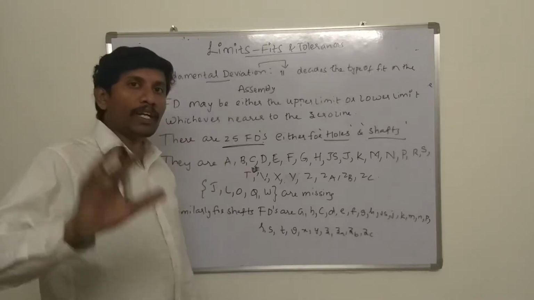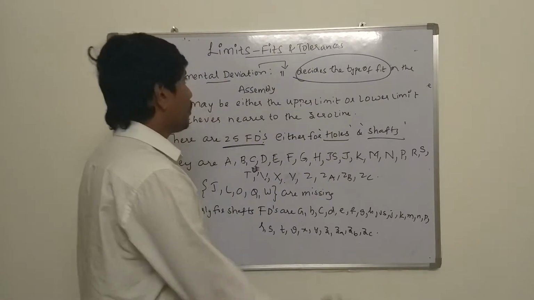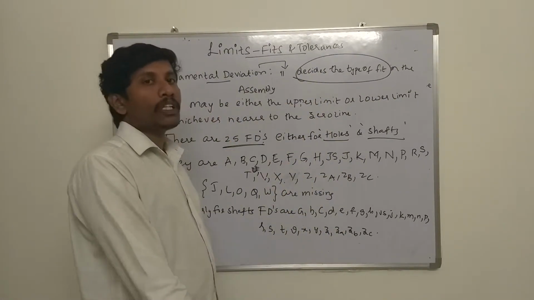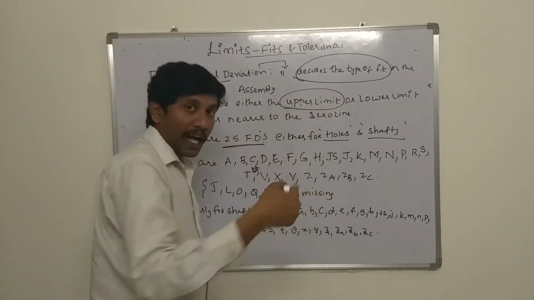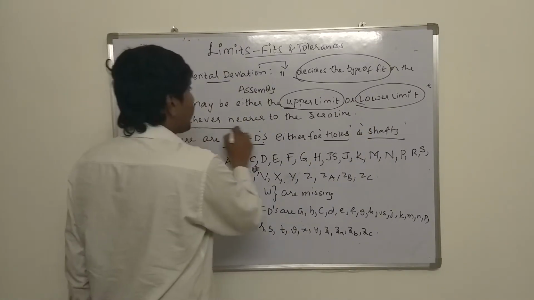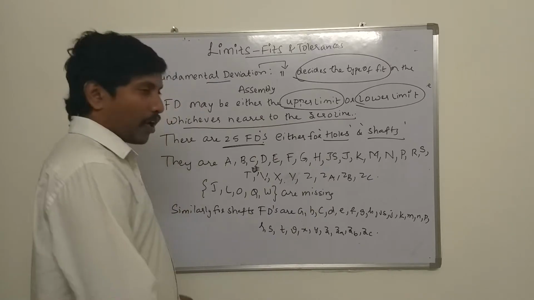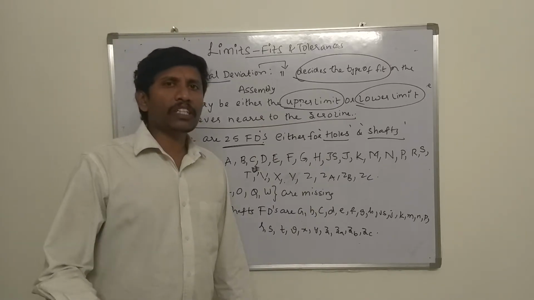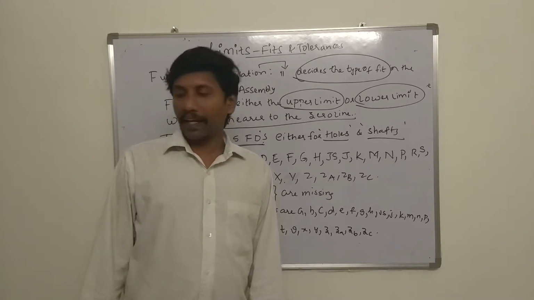So what is the use of the fundamental deviation? It decides the type of fit in the assembly. So how to find the fundamental deviation? Fundamental deviation may be the upper limit of the hole or shaft or lower limit of the hole or shaft, whichever nearer to the basic size or zero line. Now let us understand the fundamental deviations more clearly by plotting the diagram.